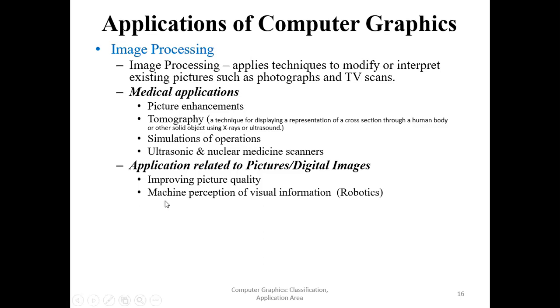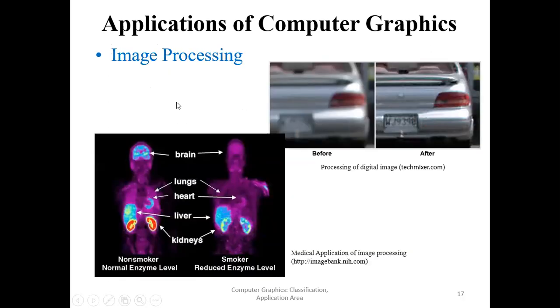We use image processing for machine perception of visual information like robotics. Then here, as you can see, there are two examples. The first picture was taken of a car where the license plate is blurred. You can hardly see the license plate.